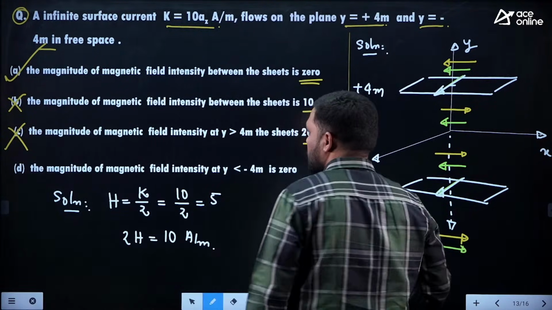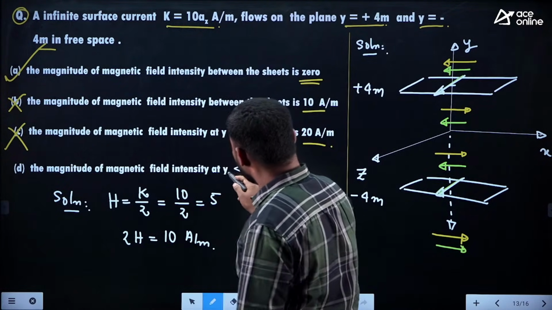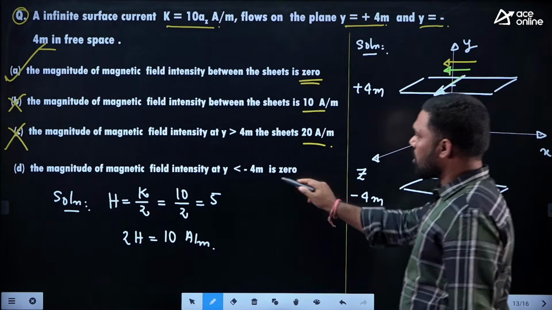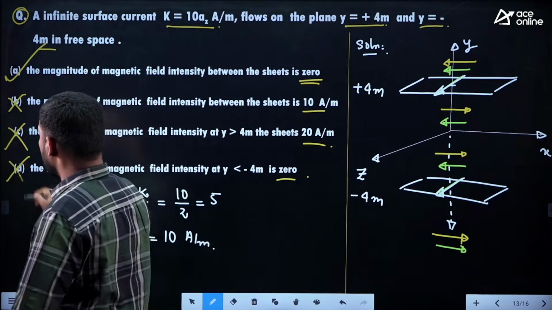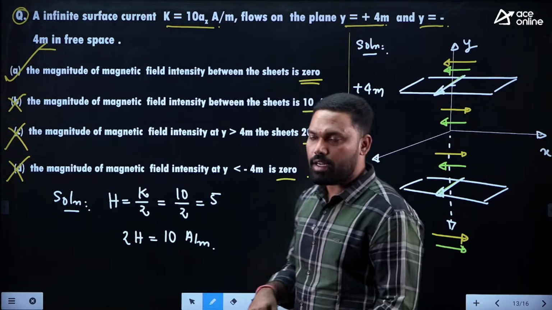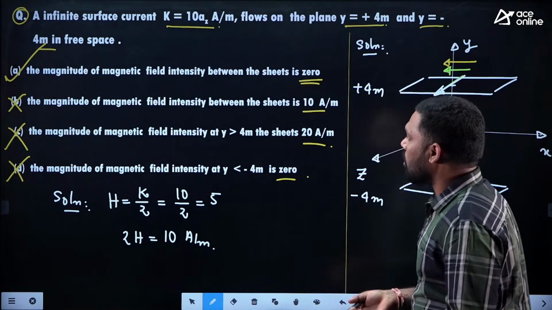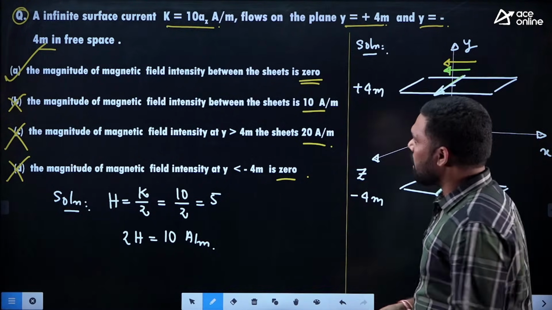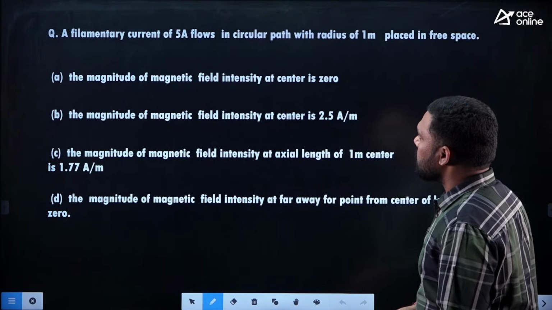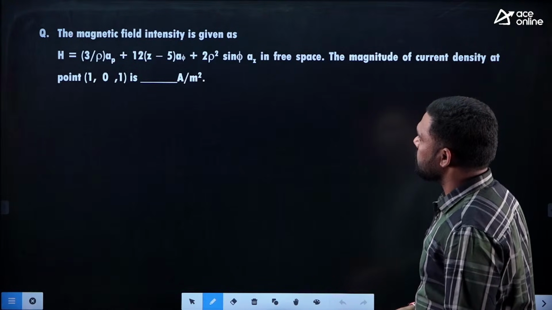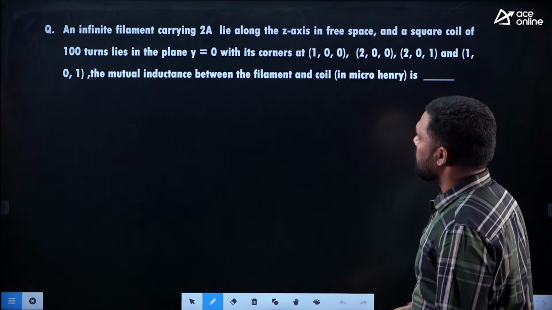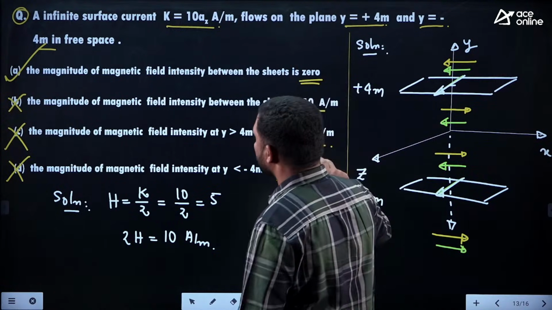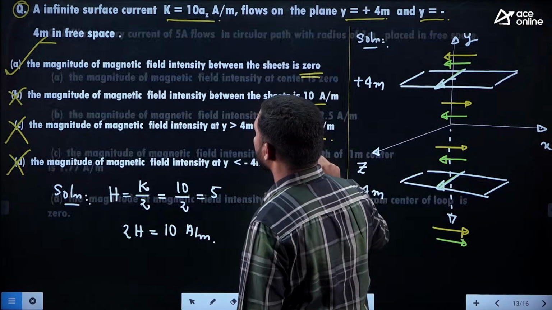Next, the magnitude of magnetic field intensity for y less than 4 meters, that means this side, is 0. It is a wrong statement. So it will get added up. It is actually not 20, it is 10. Anyhow, guys, this is how the MSQ can be formed. Here is one more MSQ. Yes, guys, so let us proceed further. This is also based on the formula.